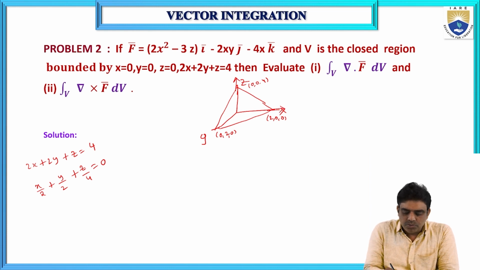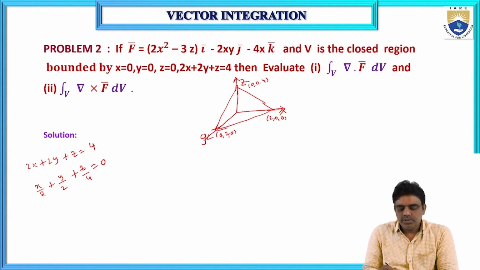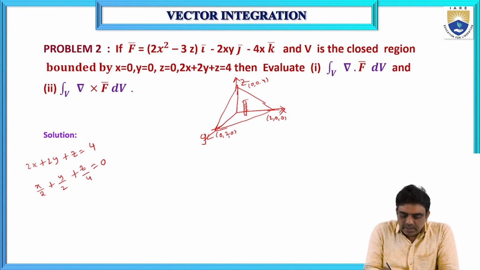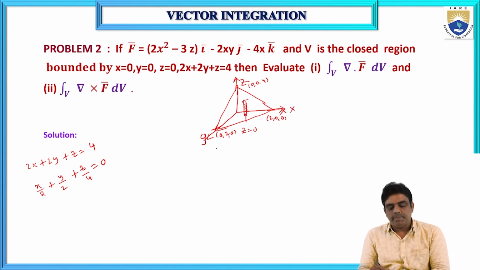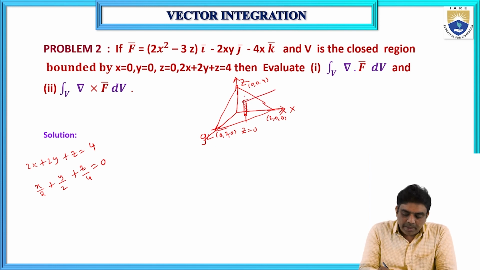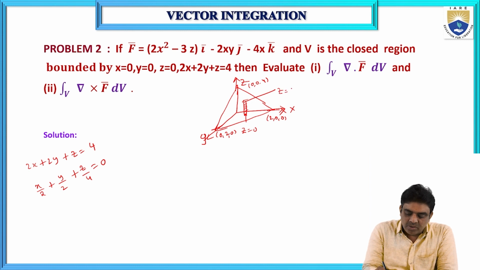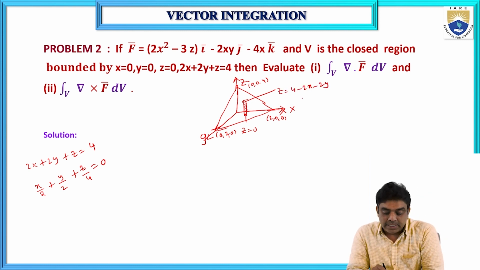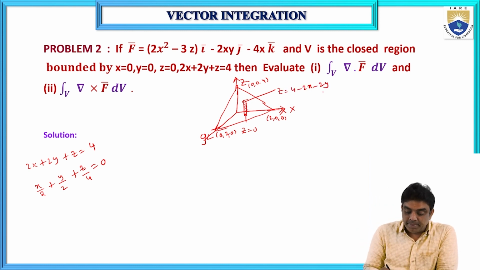So now we have to find the limits of the integration. Suppose if you consider the height limit is parallel to z-axis. So this is z is equal to 0 because it is on xy plane. On xy plane z is 0. And upper limit, this is on the plane 2x plus 2y plus z. So the upper limit z is equal to 4 minus 2x minus 2y. So that is the limit. Now I will write the complete limits. Z varies from 0 to 4 minus 2x minus 2y.